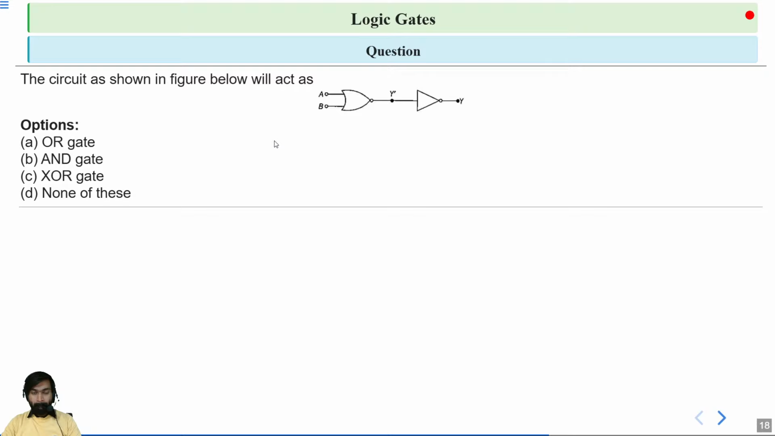Next question. The circuit as shown in the figure will act as what? The question asks what type of logic gate the given circuit in the figure acts as. It provides a diagram of a circuit and four options. Option A, OR gate; option B, AND gate; option C, XOR gate; and option D, none of these. So which one is correct?